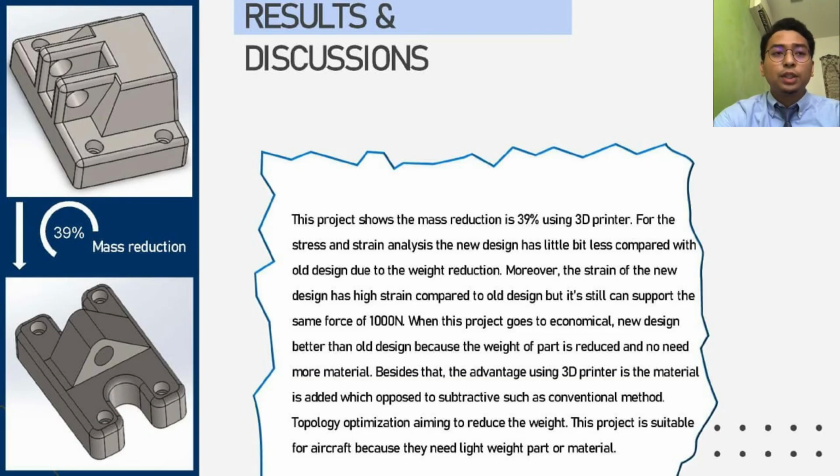For the conclusion, from the drawing analysis done using SolidWorks, this project shows the old design that uses the conventional method has high mass compared with the new design. The mass reduction is 39% using the 3D printer. For the stress and strain analysis, the new design has a little bit less stress compared with the old design due to the weight reduction. Moreover, the strain of the new design is higher compared to the old design, but it can still support the same force of 1000 Newton.